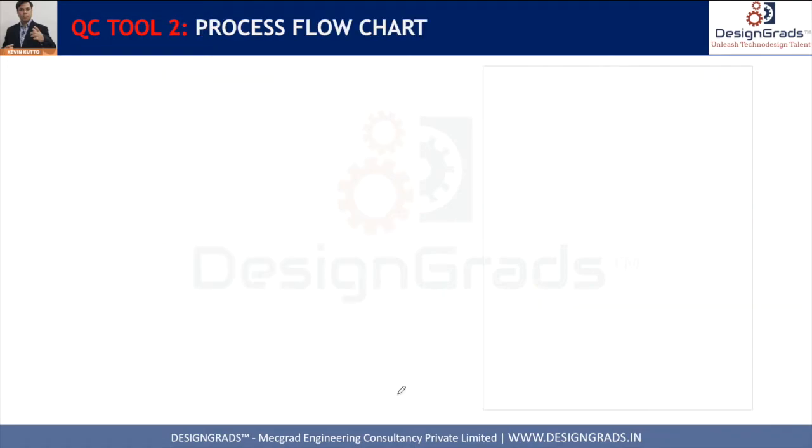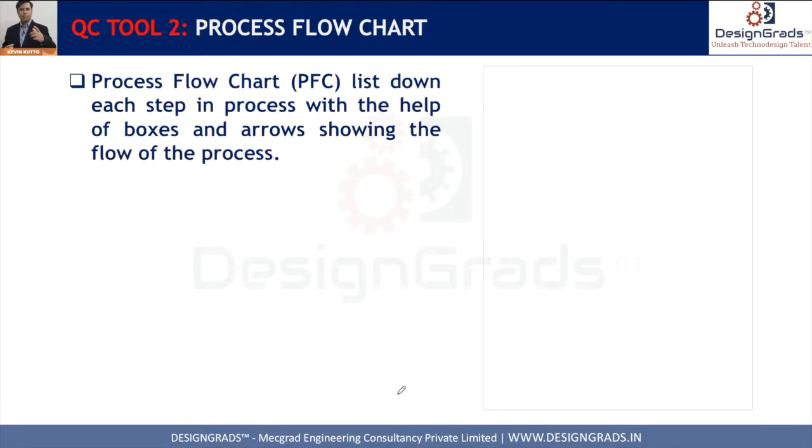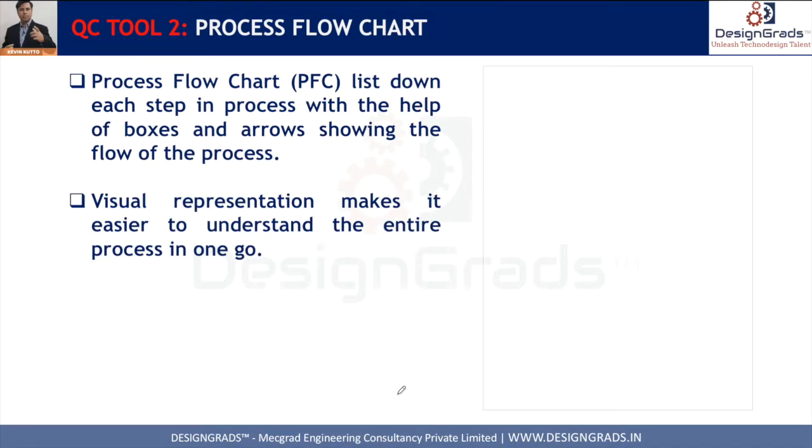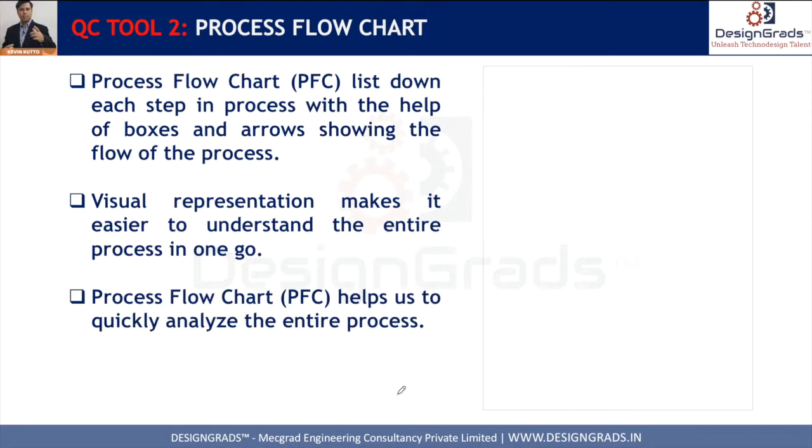The second QC tool is process flow chart or process flow diagram. PFC lists each step in a process with the help of boxes and arrows, and they show the flow of the process. This is also called a visual representation, which makes it easier to understand the entire process on one single sheet in one go. PFC helps us to quickly analyze the entire process very easily.